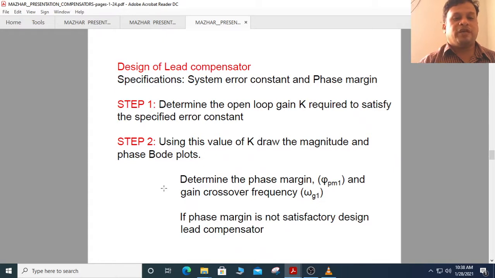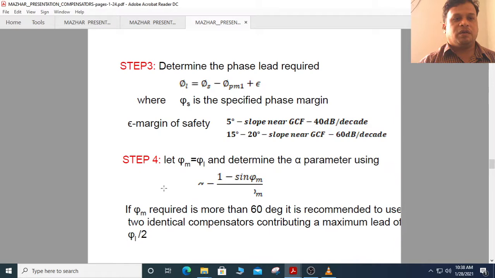If phase margin is not satisfactory, design a lead compensator. Next, step 3, determine the phase lead required, that is phi L is equal to phi S minus phi PM1, phase margin 1, plus epsilon. Here phi S is the specified phase margin and epsilon is the margin of safety.